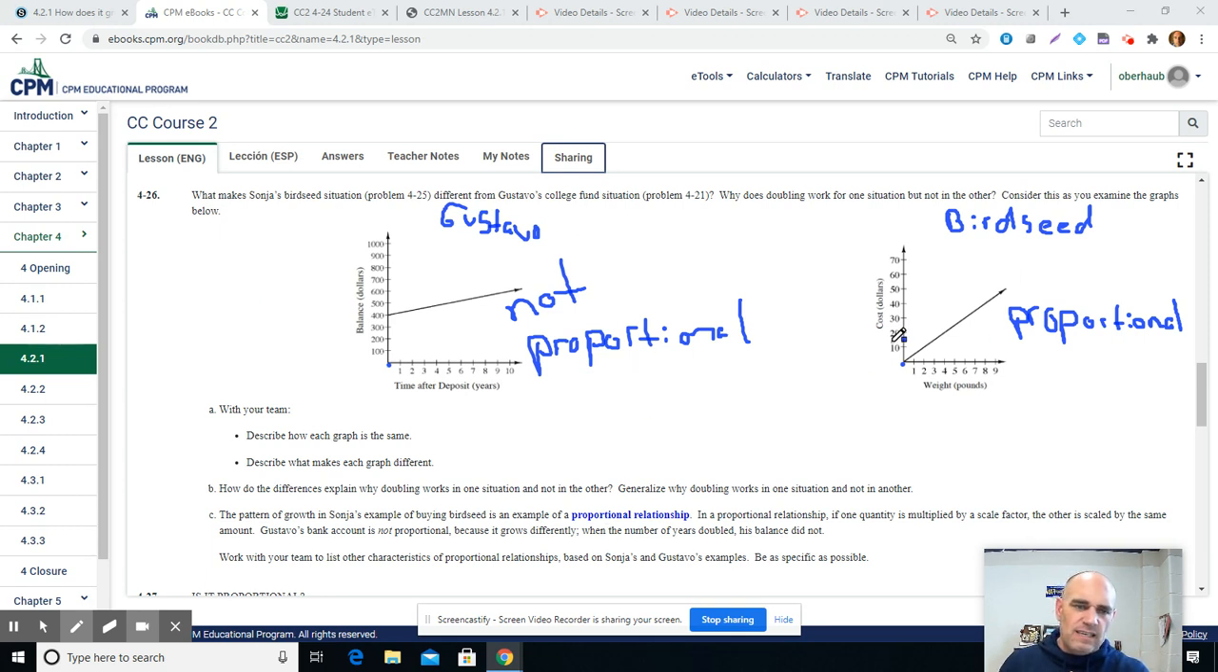All right. So this idea, I should be able to look at a graph and within 5 seconds see if it's proportional or not. It has to start at 0, 0, and it must be a straight line. All right, so that's the main thing that you need to take out of question 26. Proportional relationships, when they're graphed, are a straight line, which means they're going up at a constant rate, and start at 0, 0.